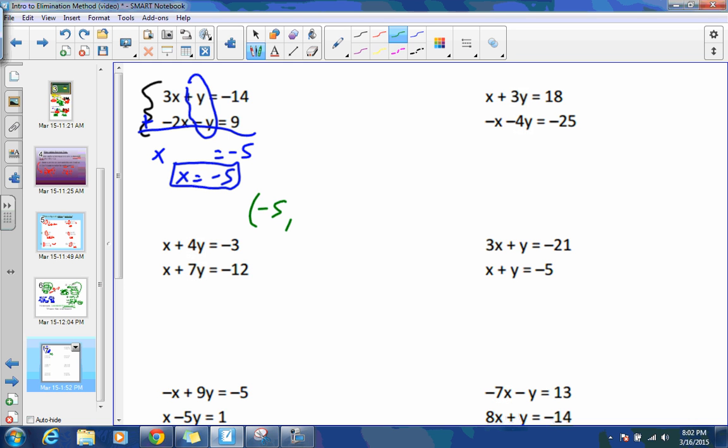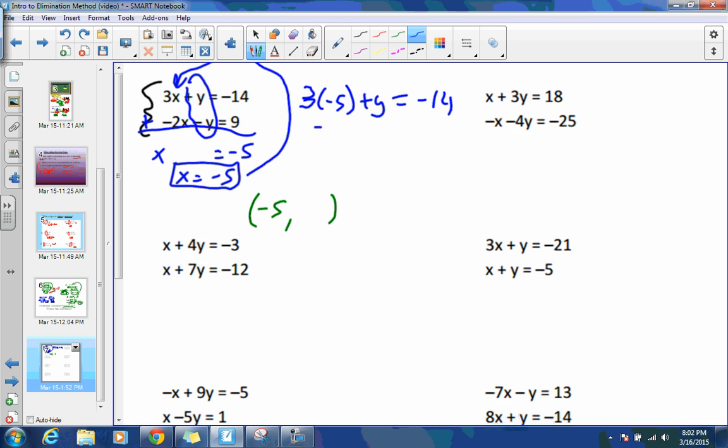And we'll figure out the y real quickly here. What I'm going to do with that then is to plug that negative 5 back in for one of the x values. So we'll just go with the first one. You can always do both to check, but I'm going to plug it right back into there. Since we know x is negative 5, we can replace any x with negative 5, because that's what x is. So here we'll have, instead of 3x, we have 3 times negative 5 plus y equals negative 14.